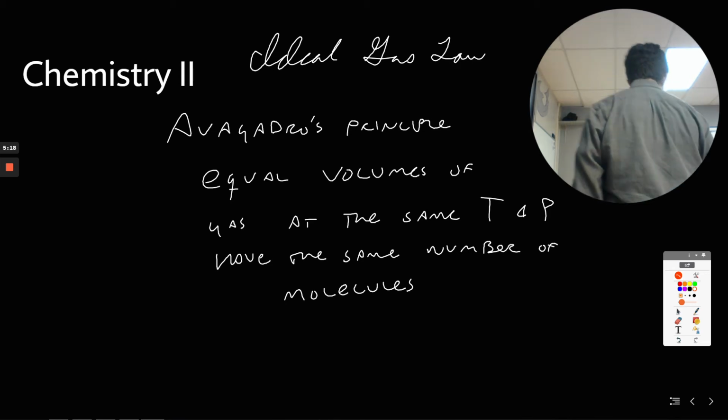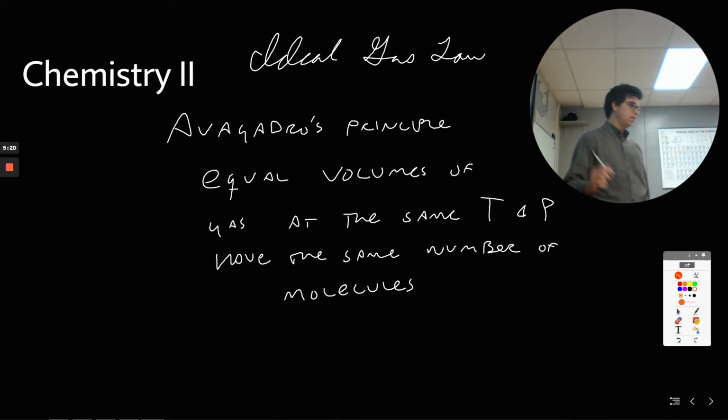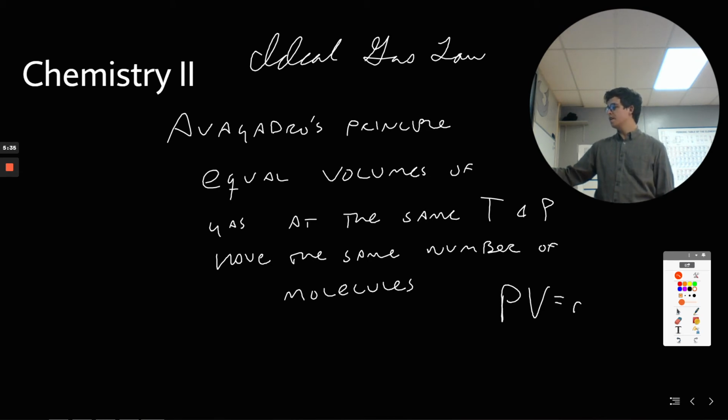So if we know pressure, volume, and temperature, we can find the number of molecules that are in that gas. If we know the number of molecules and temperature and volume, we can find the pressure of the gas, etc. And we can do all this by this equation. PV equals nRT. That is capital P times capital V equals lowercase n times capital R times capital T.